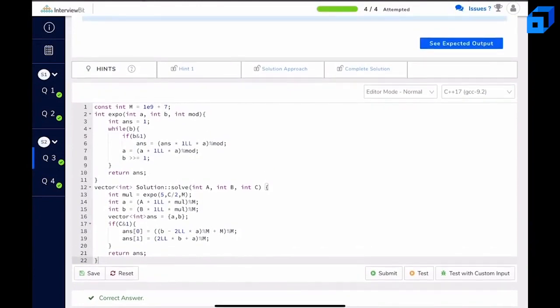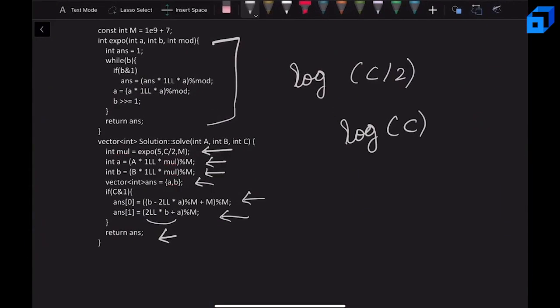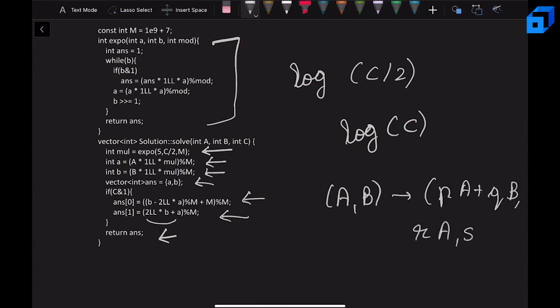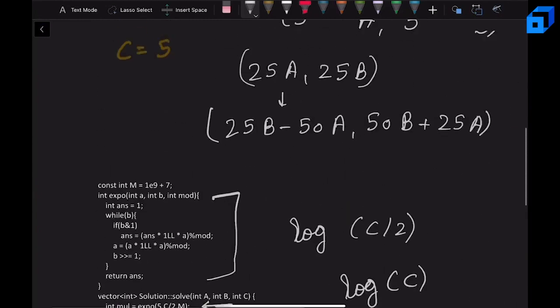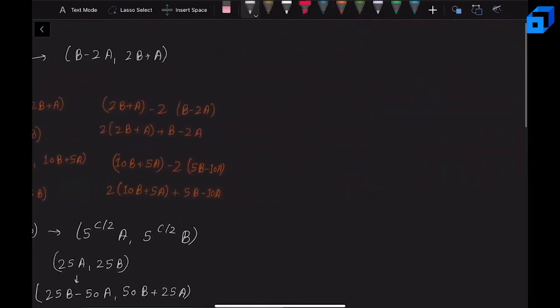Okay, so it works. So now I'll actually describe a solution which can do it for any P and Q. So for example, from AB, we could have done it for any PA plus QB and RA plus SB. If this was our operation, still this problem was solvable. This could have been done using matrix exponentiation. So let's actually look at the original problem.